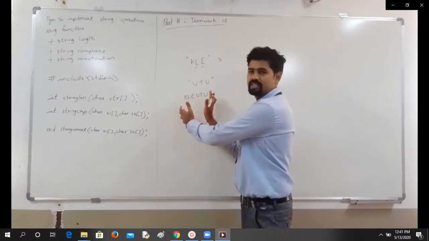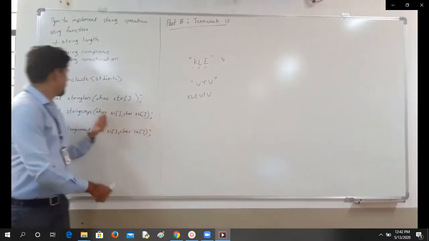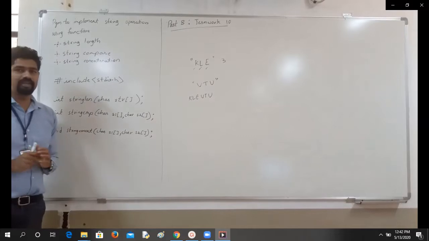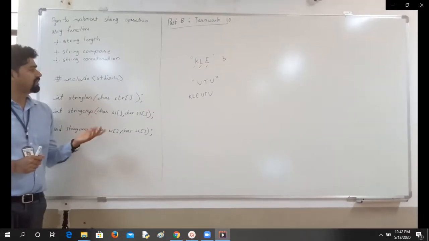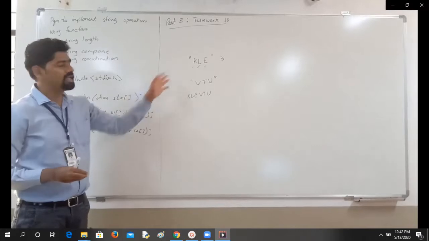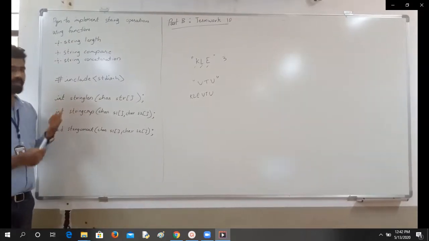So this is concatenation. Next, to start writing, we write a hash include stdio.h. Now here string.h header file is not needed. That is not needed because we will not be using built-in functions. We are writing user-defined functions for these three tasks. So we'll declare the functions first.